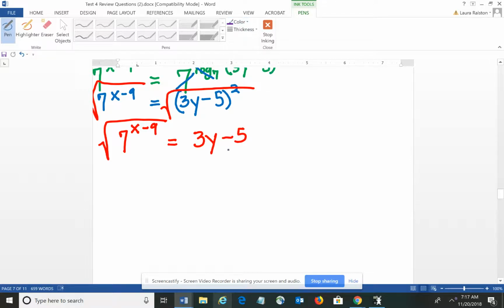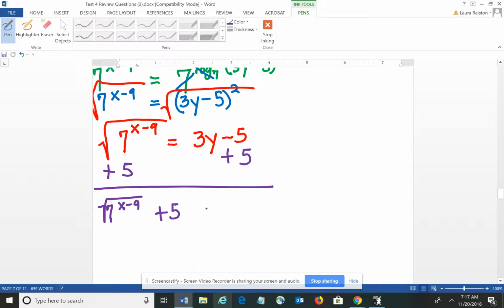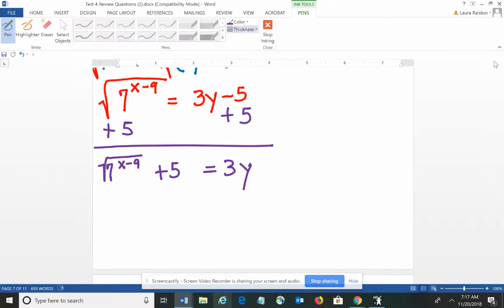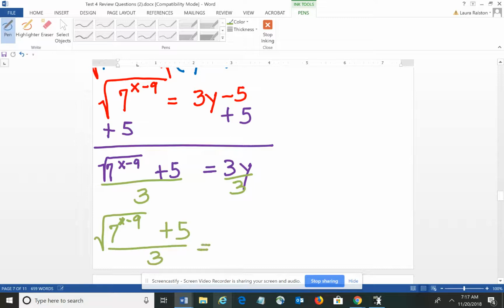I'm going to add 5. So I have the square root of 7 raised to the x minus 9 power plus 5 equals 3y. And then the last step is going to be to divide by 3 all the way across. So we have the square root of 7 to the x minus 9 power added to 5 divided by 3 equals y. And that y actually becomes f inverse.